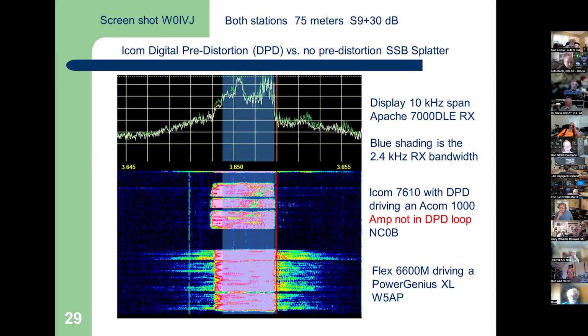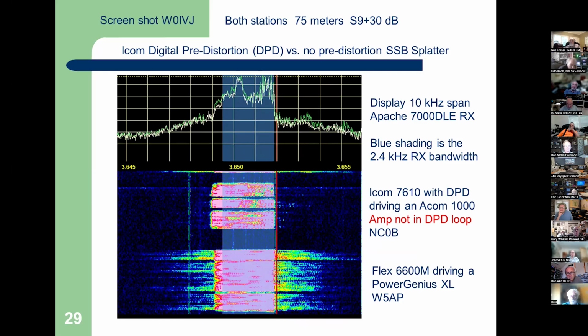In this case, I'm not the goat. So the signal there in the middle in the waterfall is me with a 7610 with digital pre-distortion driving an ACOM 1000 that is not in the correction loop. So look how much just cleaning up the transceiver that's driving the amplifier helps, in this case with a tube amp, because tube amps are much cleaner than LDMOS amps. So I'm really happy with the way my signal looks. You can see a few dots off to the right edge of my signal, but not much.